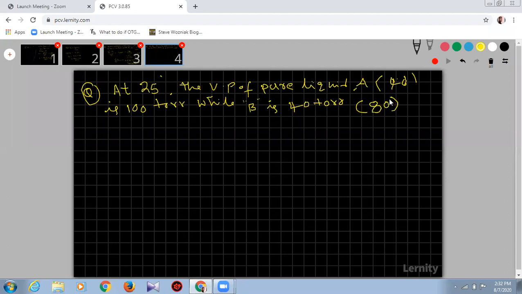Then what is the vapor pressure of a solution containing 20 gram each of A and B?